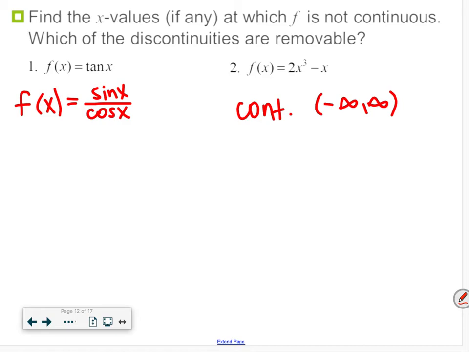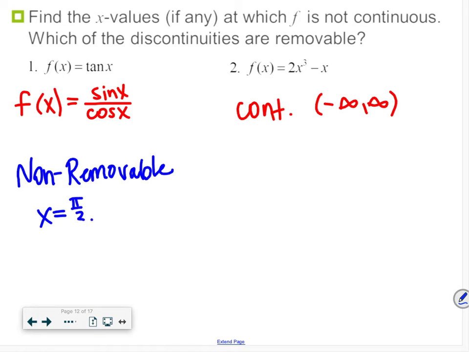Removable or non-removable. Chris, are they going to be which one? Okay, Chris says non-removable. Nick, is he right? Nick only thinks so. Why do you think so? Because we have asymptotes. Okay, non-removable. Okay, where does the cosine equal 0 at? All of the times we're at north and south on the unit circle, right?